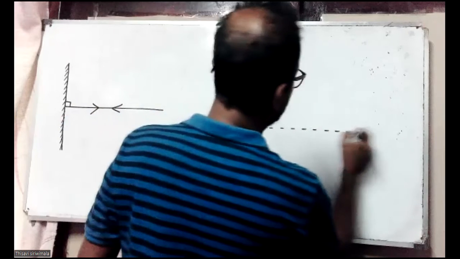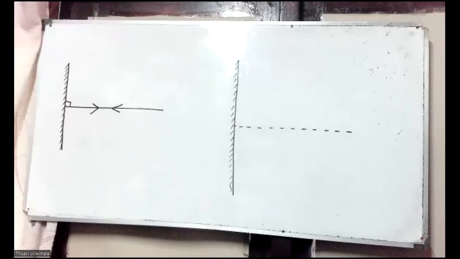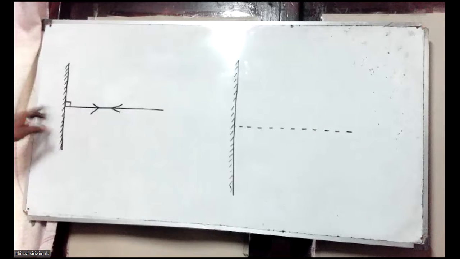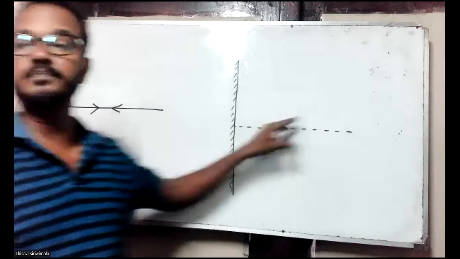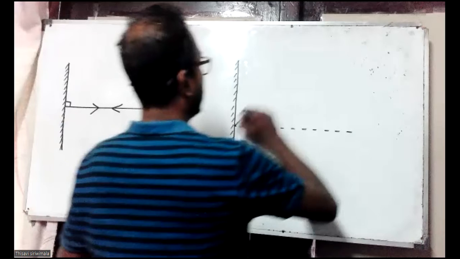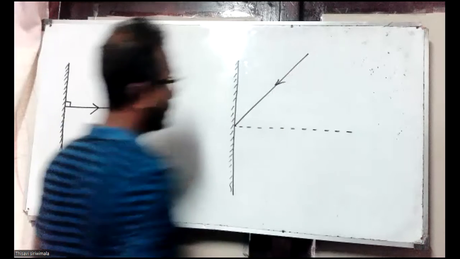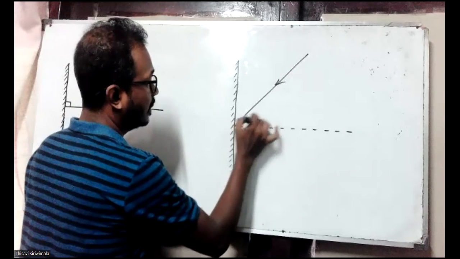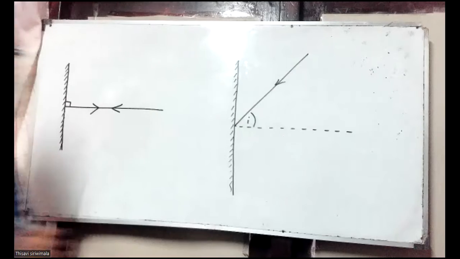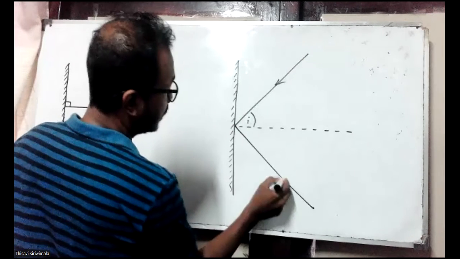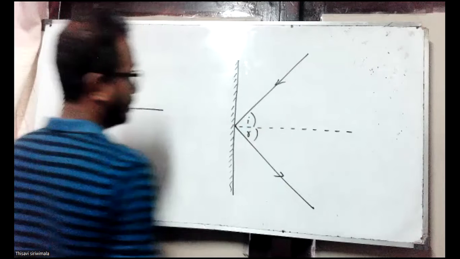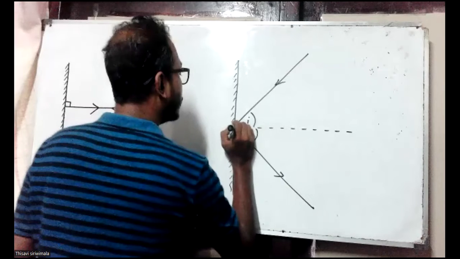So this is the perpendicular line, the normal, right? The first ray is also coming along the normal, so therefore we can't draw the normal there. Here, this is the normal. And this is the incident ray, so we can mark it as I, the angle of incidence. And this is the reflected ray, so the angle is R. This is the point of incidence.